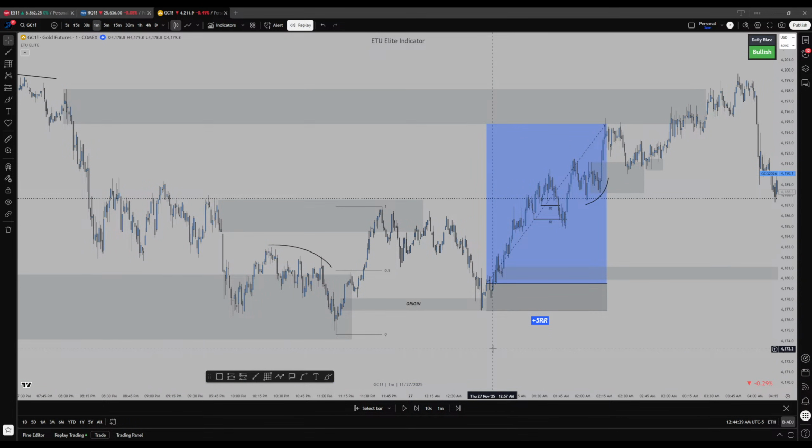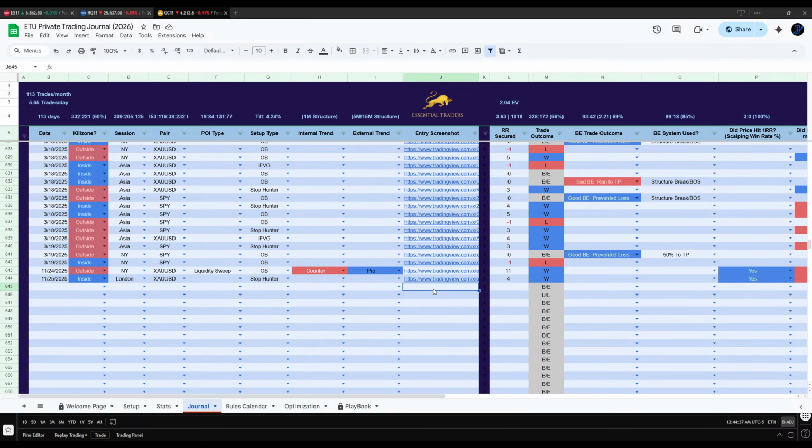Let's do Control S here. Boom, we got Control S. Go back to the journal. Fiverr Sword trade. This is an IFG entry model. Gold. I think this was on the 27th.